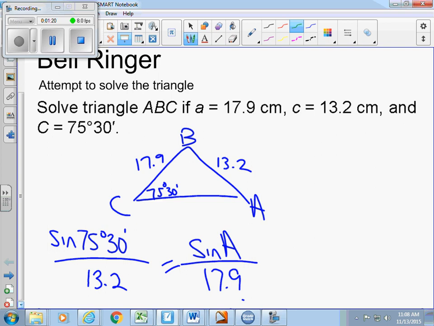Okay, so if you multiply the 17.9 over, you get sine of A equals what? 1 point something? Okay, and I would keep all the decimal places, don't round, and use your calculator. To find angle A, would you do sine inverse? What happens when you try to do sine inverse? Can sine ever be bigger than 1? No, right? Sine's between -1 and 1, so sine of an angle can't be that. Do you see why your calculator is giving you an error?